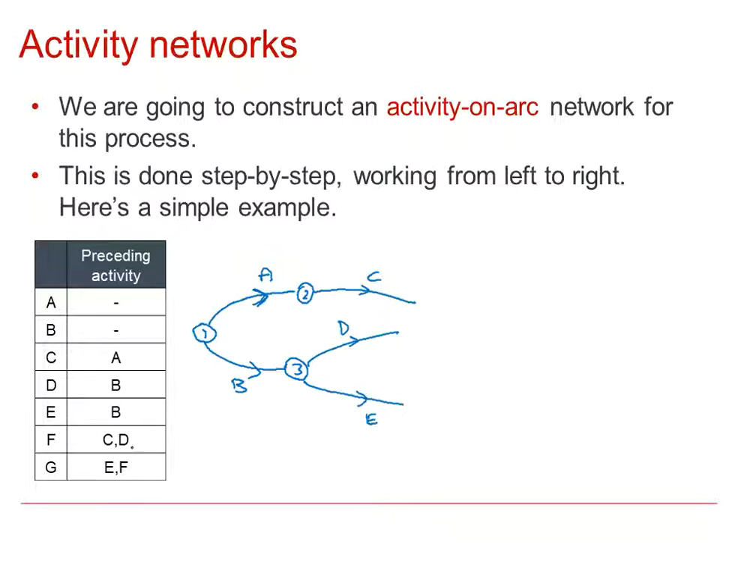F follows C and D, so C and D both need to finish before I can start F. I can bring those together at my fourth event, which is finishing C and D, and that's the event when I can start F. G follows E and F, so I need to bring E and F together. That's my fifth event, when I've finished E and F, and now I'm allowed to start G. And you always have one single finish node, which is the event when everything is complete.